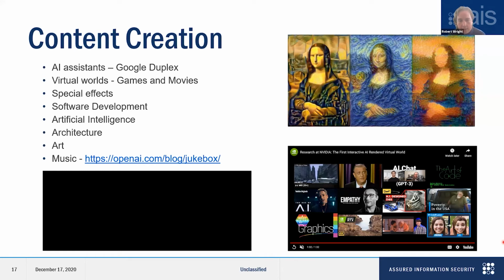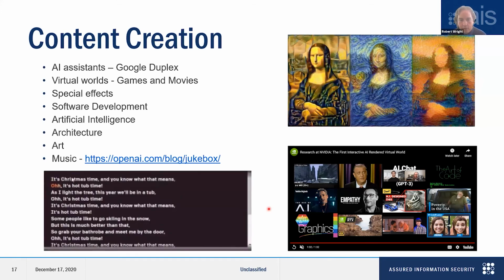So art and architecture, and just in time for Christmas, even music. So this example was generated by the OpenAI Jukebox. It was told to generate music in the style of Frank Sinatra, and it also invented the lyrics.